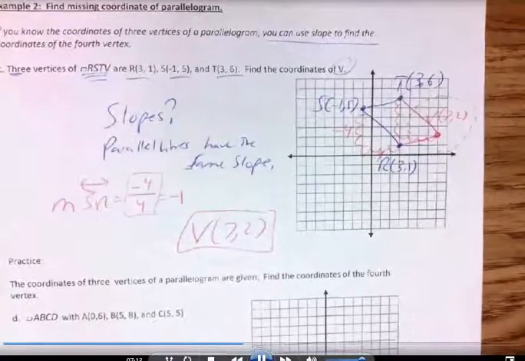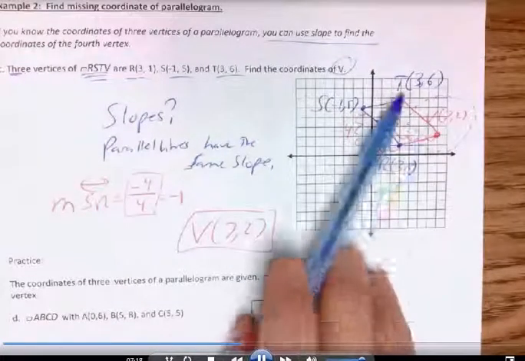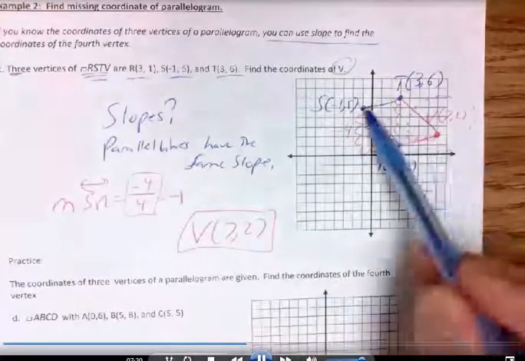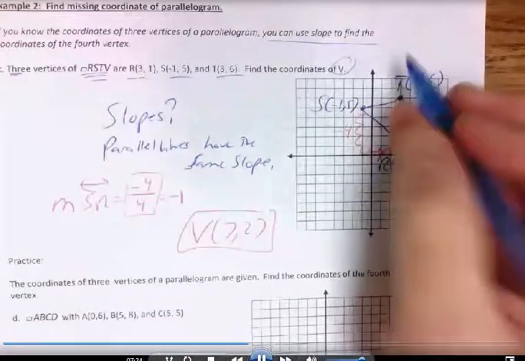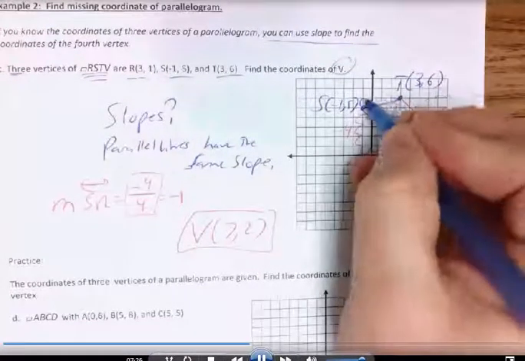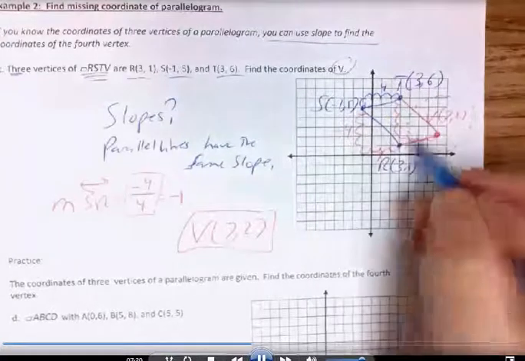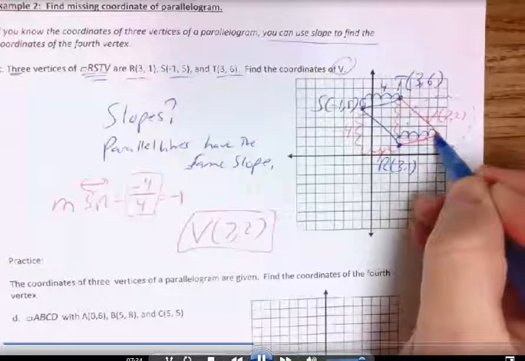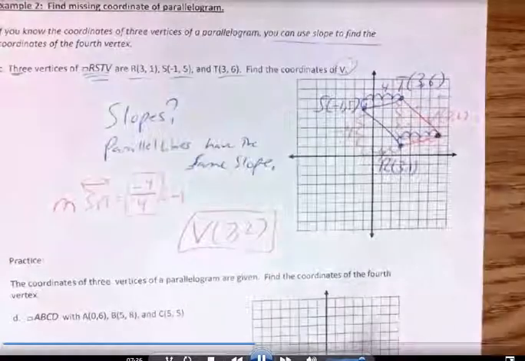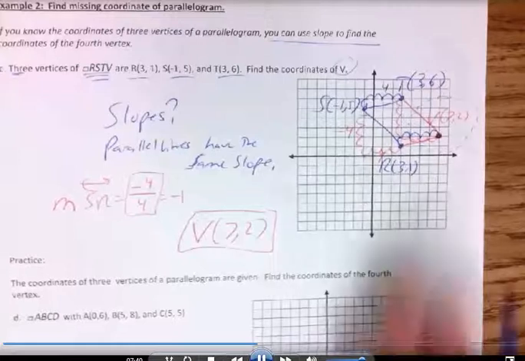Let's check it the other way, just to compare. Instead of doing S to R and then copying it for T to V, let's go S to T and copy it from R to V and see if it matches. So I have to go up 1, over 4, up 1, over 4, up 1, over 4. Boom. There it is. So obviously I would normally do it only once, but it's a good way to check. And it looks pretty good too.